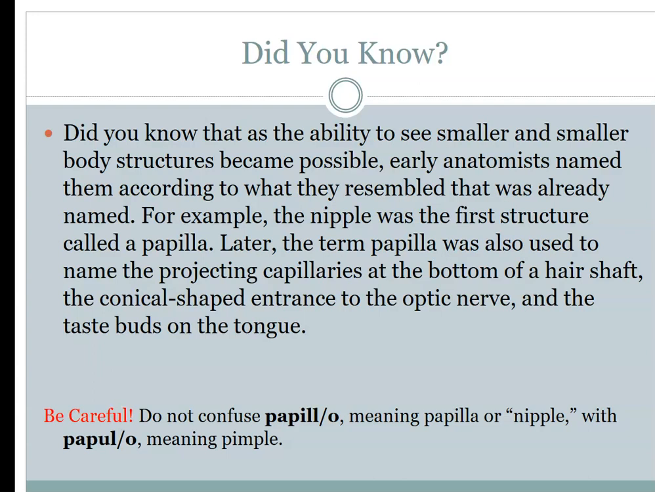Did you know that as the ability to see smaller and smaller body structures became possible, early anatomists named them according to what they resembled that was already named? For example, the nipple was the first structure called the papilla. Later, the term papilla was also used to name projecting capillaries at the bottom of the hair shaft, the cone-shaped entrance to the optic nerve, and the taste buds on the tongue. But do be careful. Do not confuse papillo meaning papilla or nipple with papulo meaning pimple.